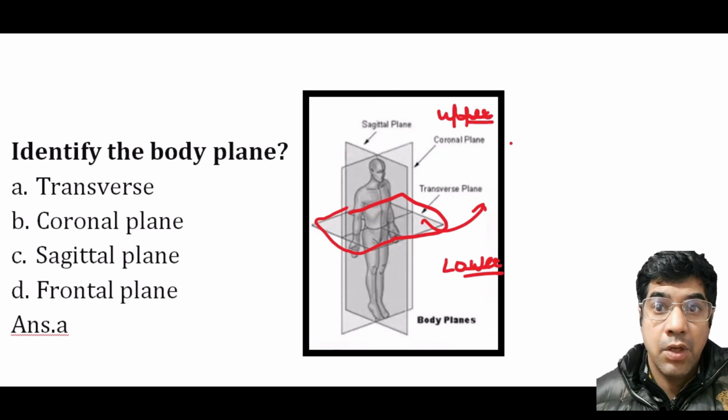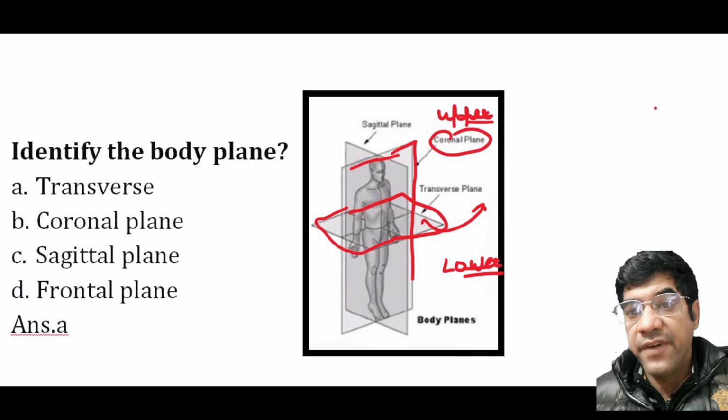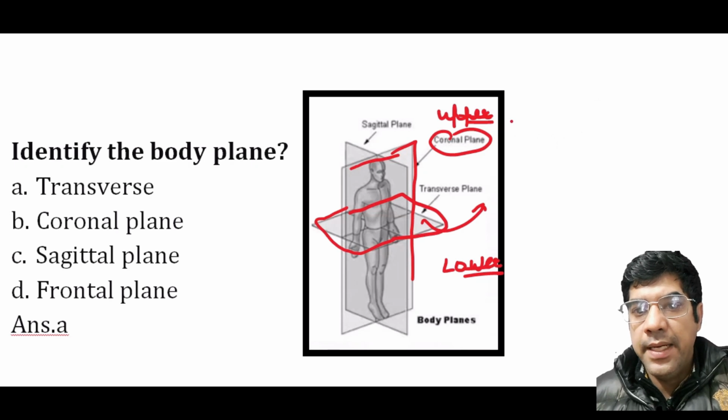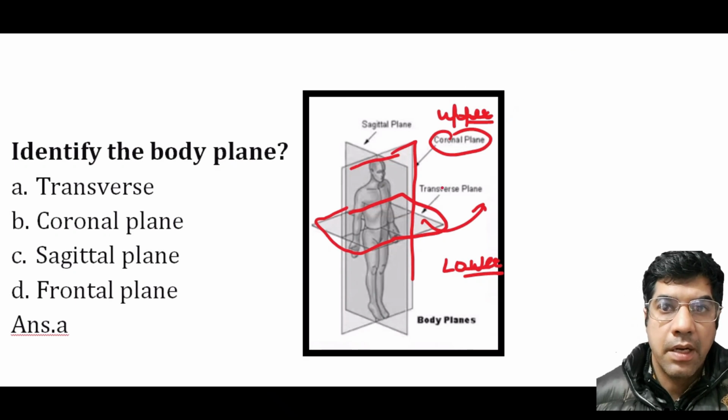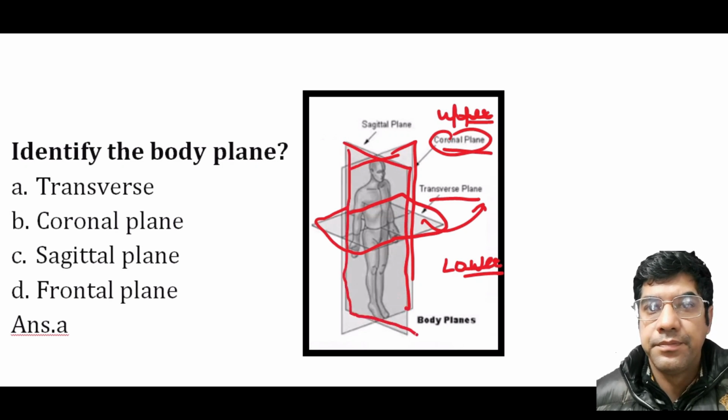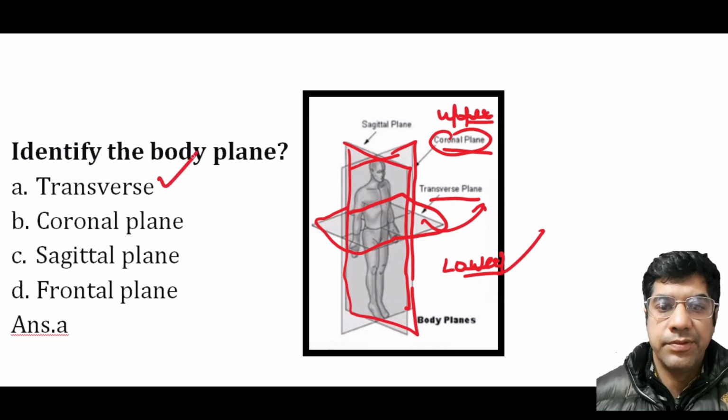Another plane is the coronal plane. So this plane is the coronal plane. It is a vertical line that divides the body into the front section and the posterior section. So it divides the body into anterior and posterior segments. So there are three planes: transverse plane, coronal plane, and the other one, this one, is the sagittal plane. So the answer is the transverse plane.